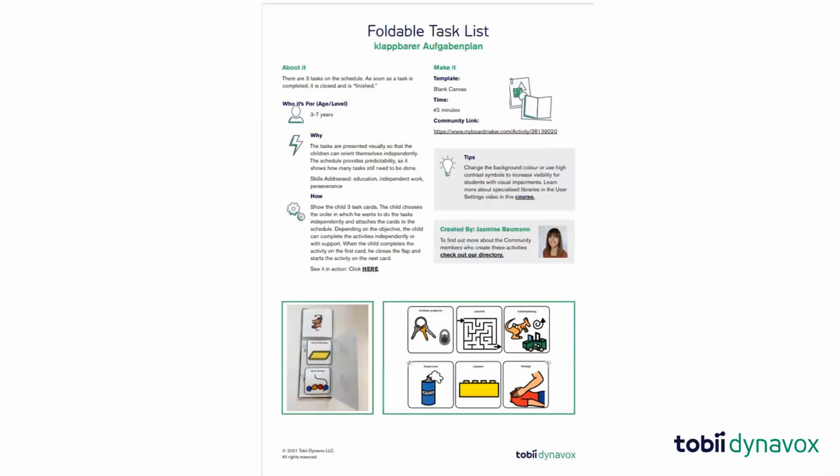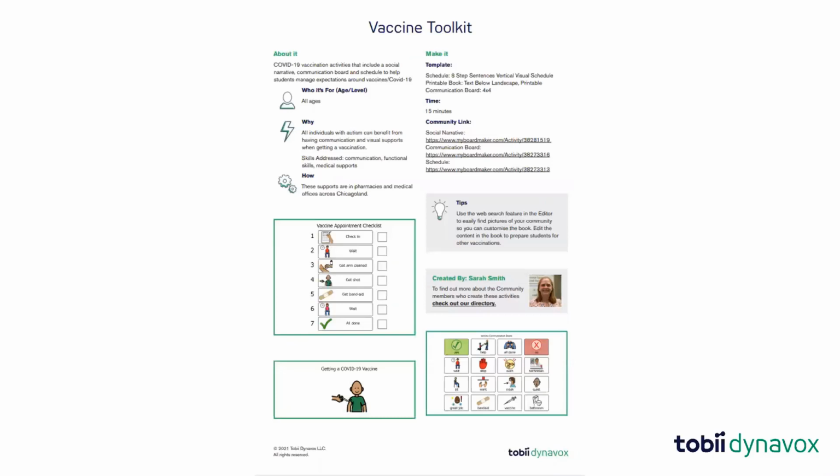This one is from Jasmine, who shares her foldable task list, which she is using to increase independence with some of her students. And then finally, Sarah shares a vaccine toolkit, which is all around getting the COVID-19 vaccine, and it includes some visual supports as well.